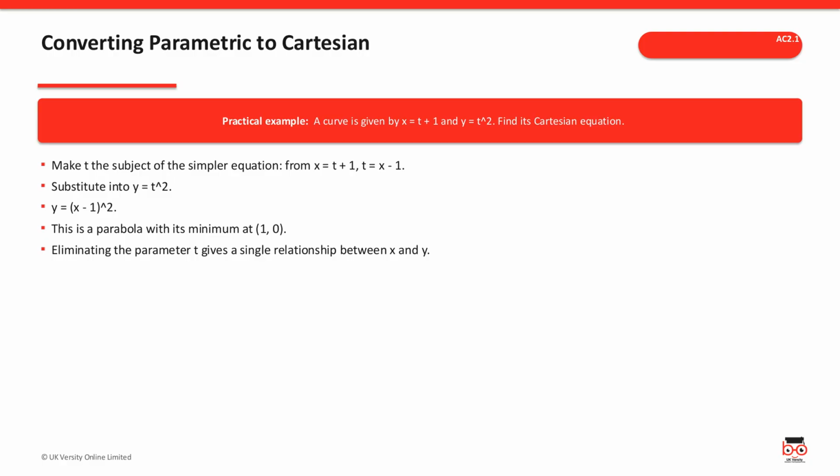Here's a simpler conversion. A curve is given by x = t + 1 and y = t². We make t the subject of the easier equation, so from x = t + 1 we get t = x - 1. Substituting that into y = t² gives y = (x - 1)², which is a parabola with its minimum at (1, 0).